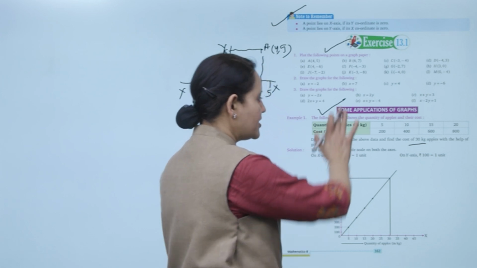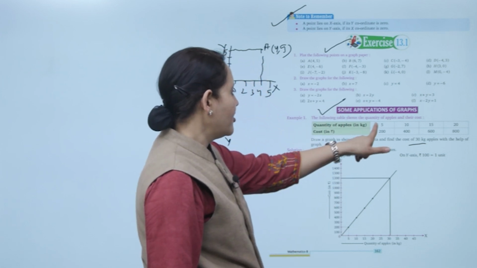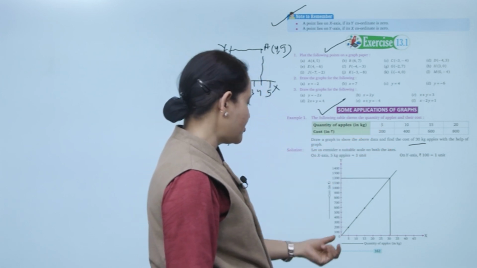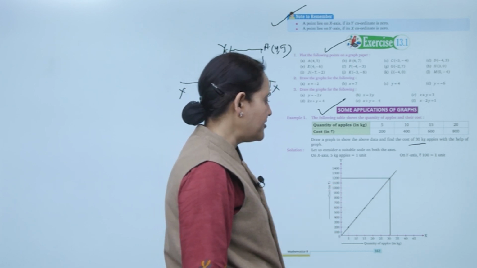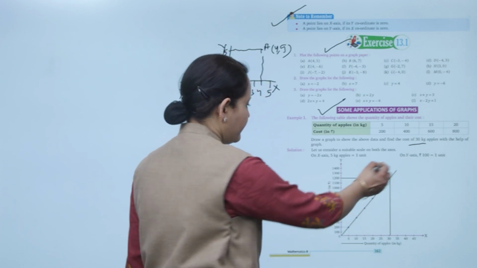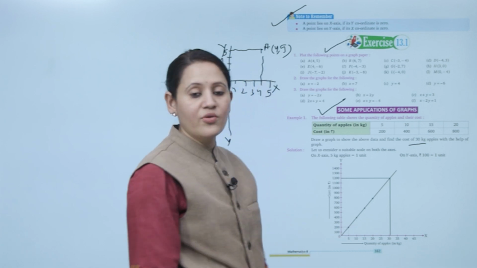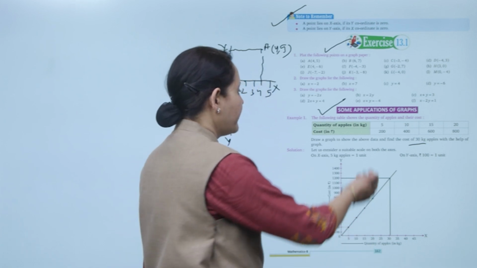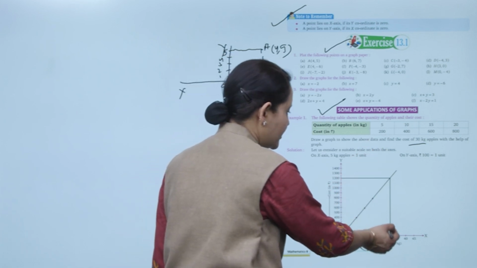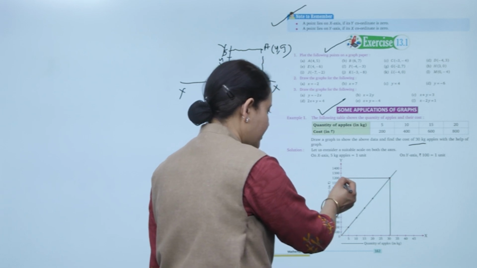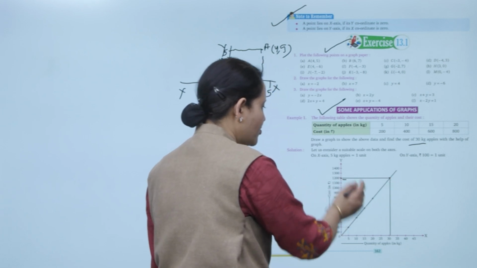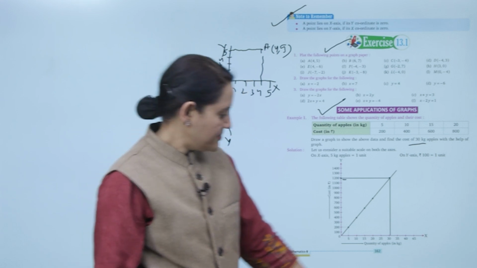First what we'll do? First we'll plot the graph like quantity is 5 kg, cost is 200 rupees. So this line will show the graph, the straight line. Now we have to find the cost of 30 kg. So 30 kg is here. ग्राफ पे यहाँ देखेंगे, इस पॉइंट पे जाएंगे and C on the y-axis is equal to 1200 rupees.